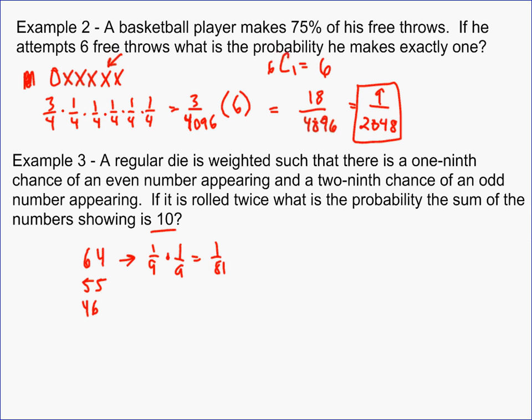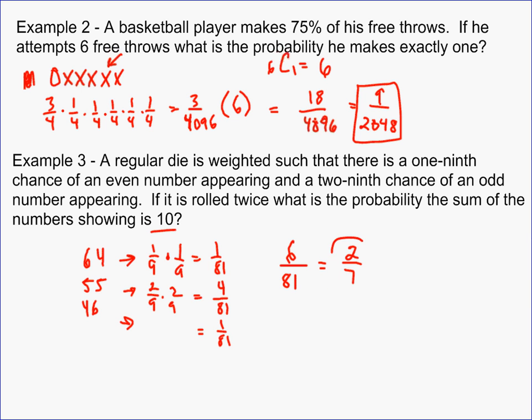In this case, because you're less likely to get an even number, the probability of getting 2 even numbers is much less. Okay, 5-5 is getting 2 odds, so it's going to be 2 ninths times 2 ninths, which equals 4 over 81. And then the last one, 4-6, is the same as the first, it's just 1 over 81. So the probability of getting a 10 is you just add those together and you end up with 6 over 81, which can be simplified to 2/27.